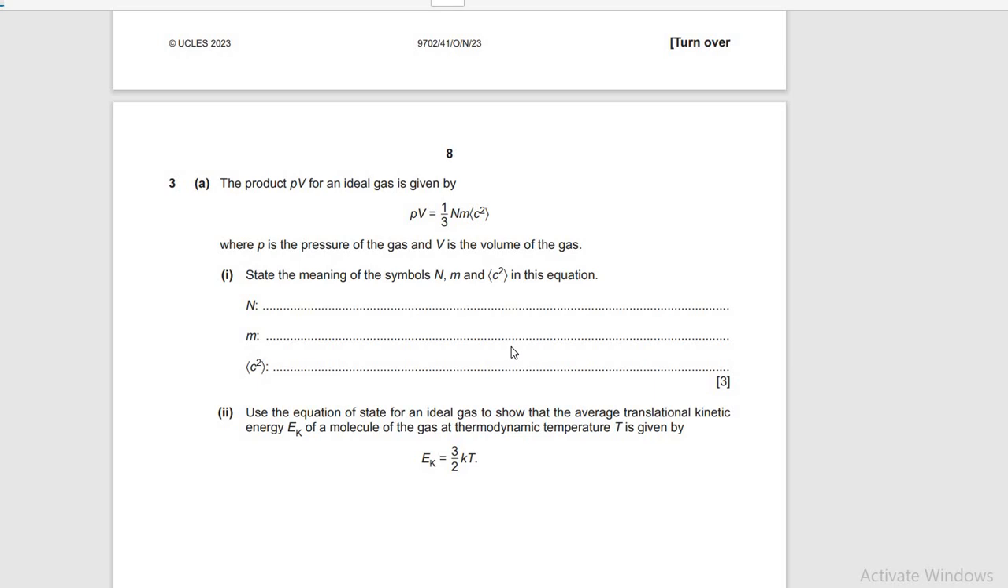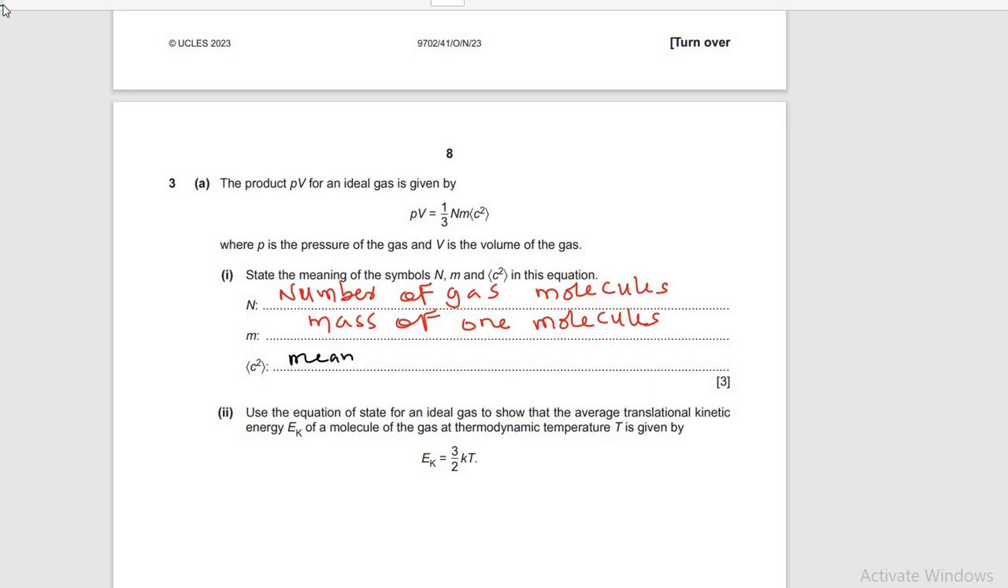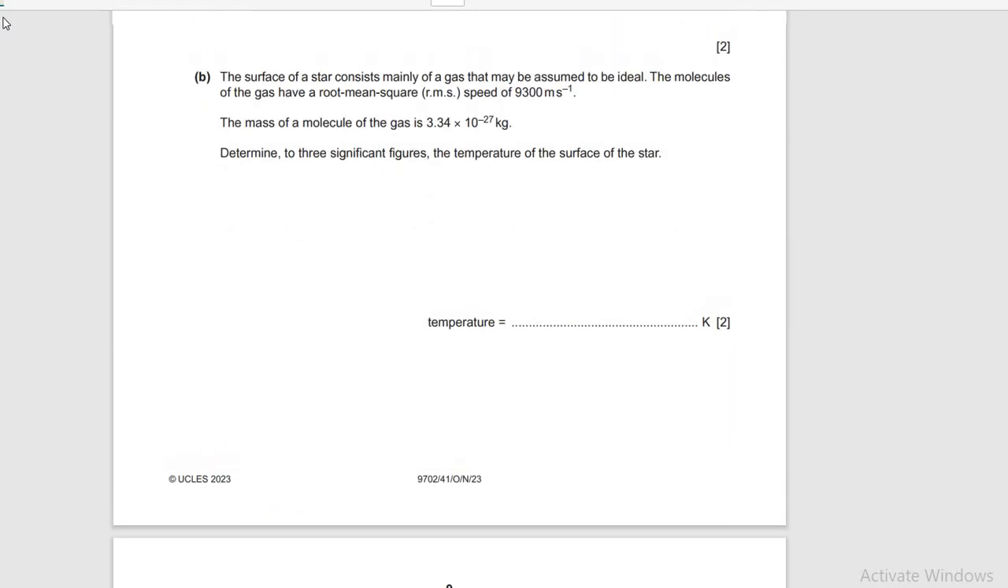Number 3 question. Capital N in this equation means number of gas molecules. Small m is the mass of one molecule. This c squared means mean square speed of the molecule. That's it.